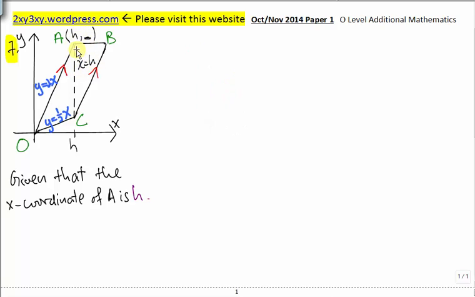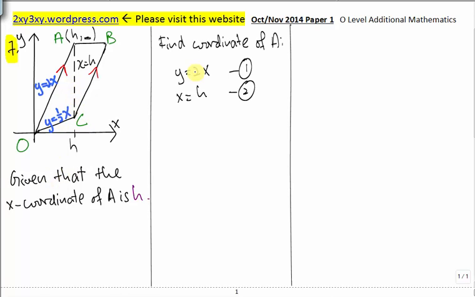Now to find the coordinate of A, we just need to solve the simultaneous equations y equal to 2x and x equal to h, because A is the intersection between these two lines. Similarly, to find the coordinate of C, we just need to solve the simultaneous equations of this and this, because C is the intersection of these two straight lines. Okay, let's find the coordinate of A first.